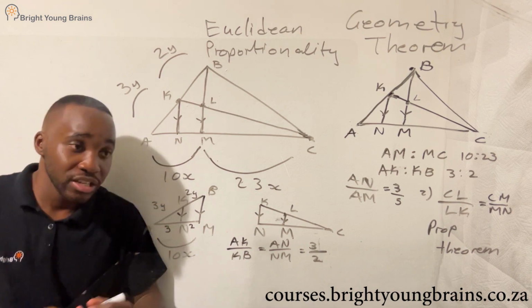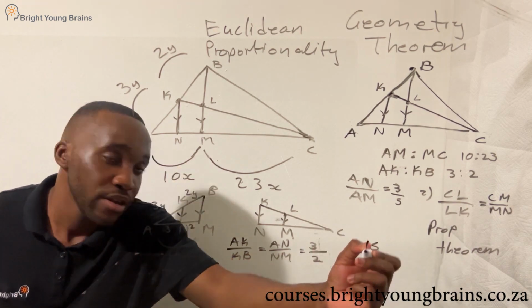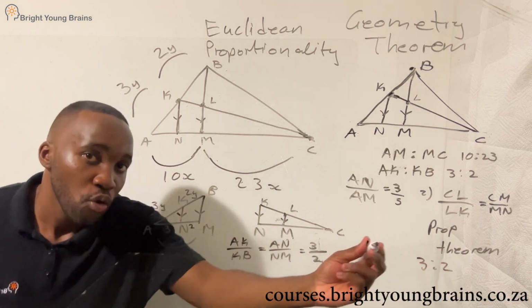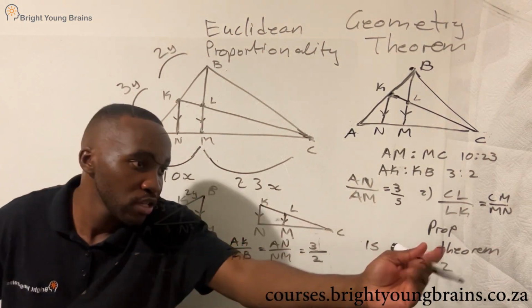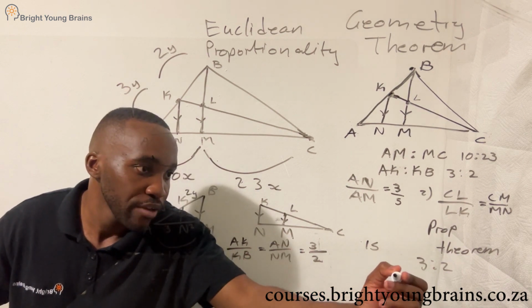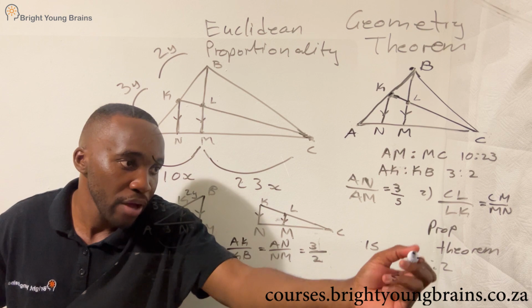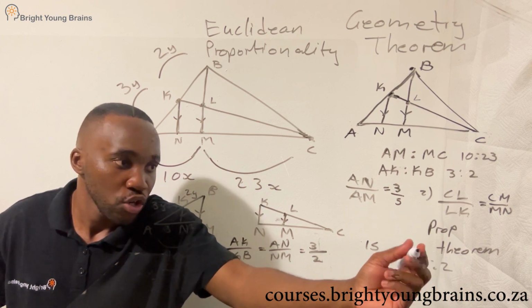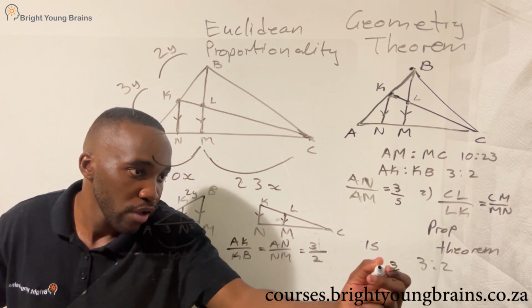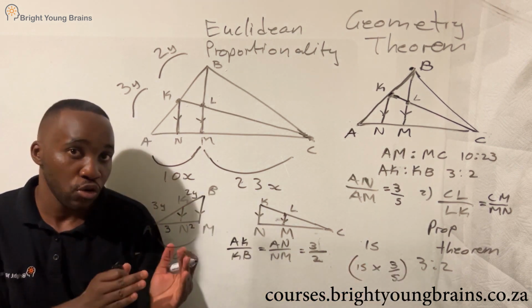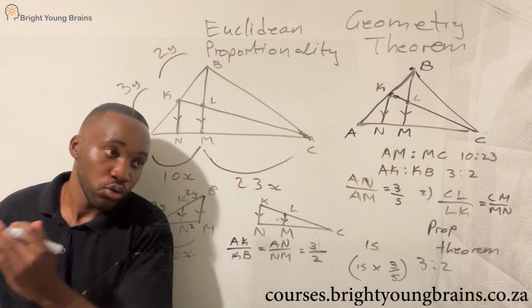Let's actually do that example. Say you had 15 rand, and you wanted to share it using the ratio 3 to 2. What you would do is firstly add up these two numbers. You'd get a 5. And then for the part where the 3 is, you would say 3 over 5 multiplied by 15. This is going to give you one portion of where the 15 is going to go to.